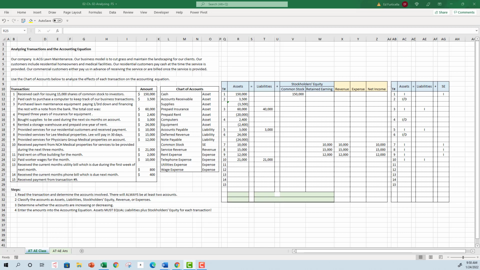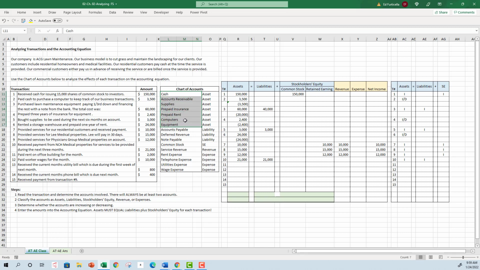Transactions 11 through 14 all represent expenses for our company. Sometimes people have trouble distinguishing an expense from an asset. So let's talk about these two. Now, expenses are different from assets. When we talked about assets in the prior transactions, we talked about resources available to the company that provided a future benefit for our company.